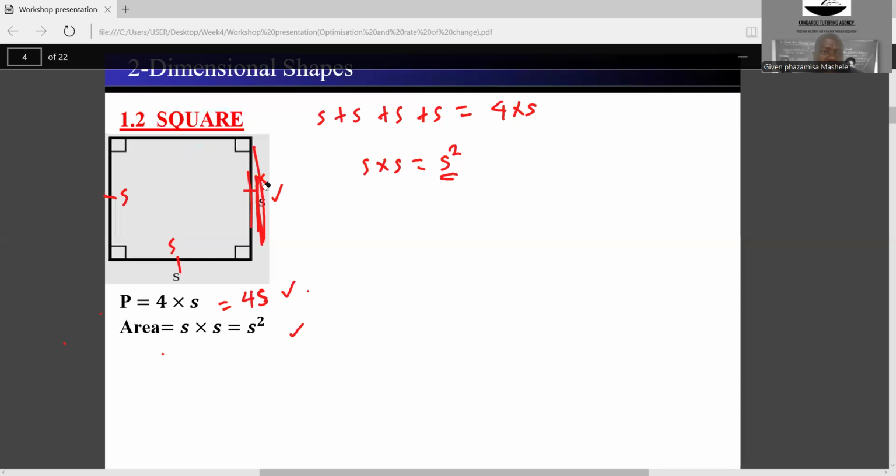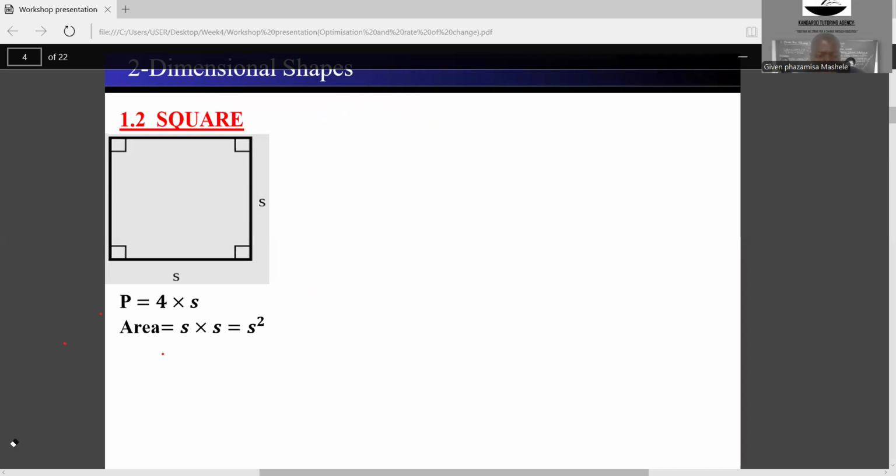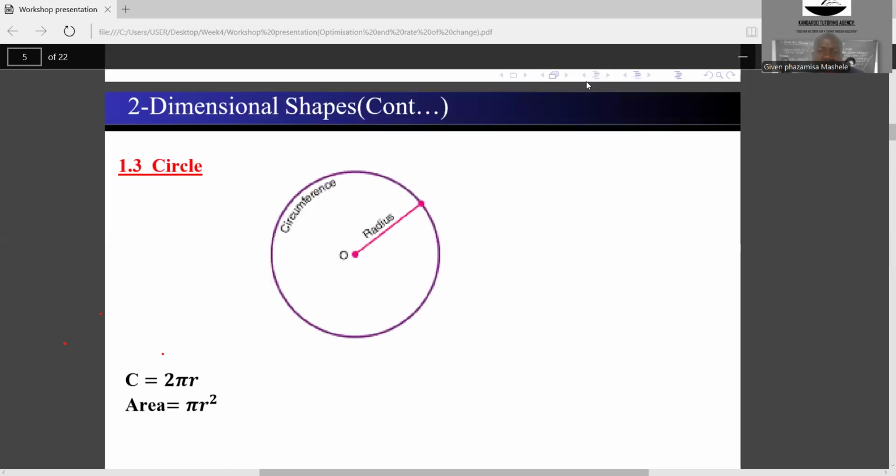I believe you're following. Then moving on to the next slide, we're going to talk about a circle. In a circle, we know the circle must have the center. And since a circle has the center, if we draw a line that moves from the center of the circle to the circumference, it's called the radius.